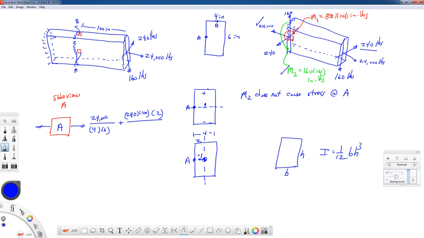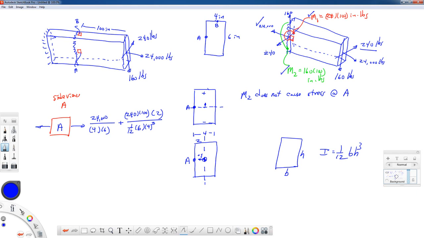That corresponds to the low moment of inertia direction for that cross section. So the I term that we would use right here would be 1/12. The base would be 4, and the small dimension, the base would be 6, and the small dimension would be cubed. So now we're done with M1.